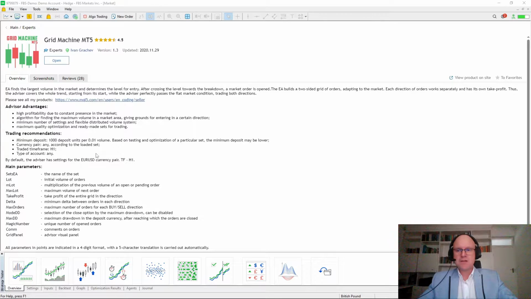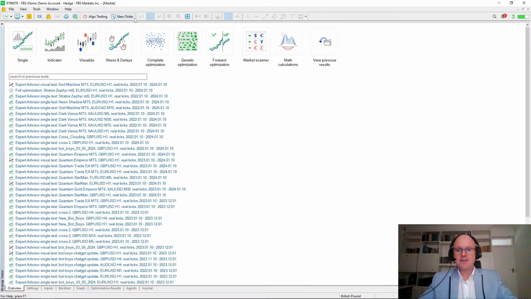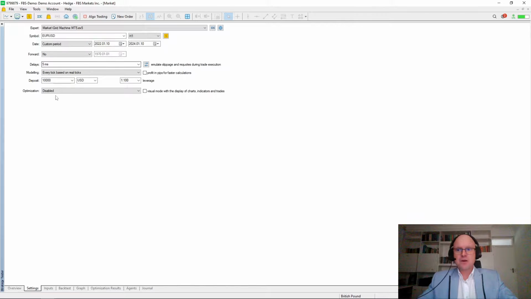So what we'll be doing in this video is adjusting different parameters and seeing what effect they'll have on the end balance. On top of that, I'll be releasing a free set file which you can test on your own computer after downloading the Grid Machine for either MT4 or MT5. Now, what we read is that it says a minimum of 1,000 deposit for 0.01, and the recommended symbol is the EURUSD on the H1 time frame.